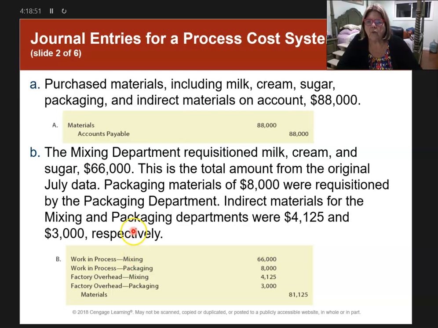However, the indirect materials are going to go into factory overhead. Direct materials go into the WIP account. The indirect materials go into factory overhead. And I credit the materials account.